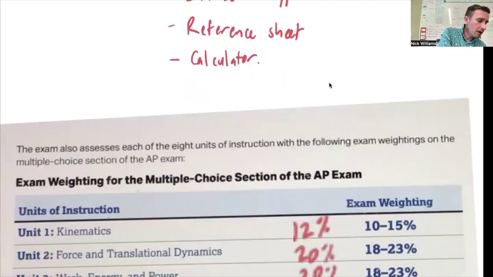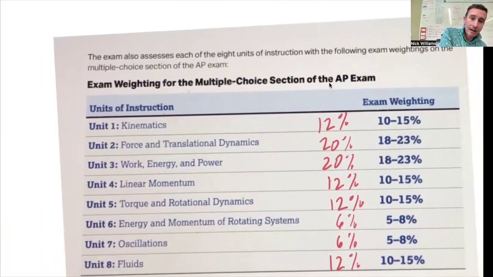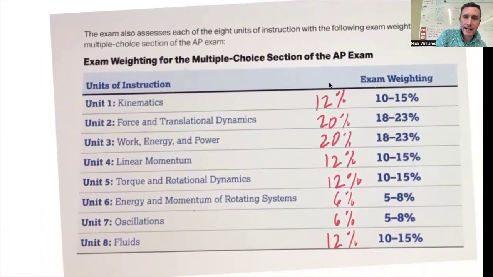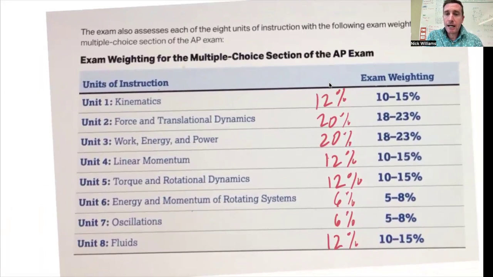In terms of content, this is the exam weighting by section. So kinematics ends up being about 12%, forces 20%, energy 20%, momentum 12%, torque 12%, energy and momentum of rotating systems 6%, oscillations and harmonic motion 6%, and fluids 12%. So you can see that 40% of the test is skewed around force and energy.